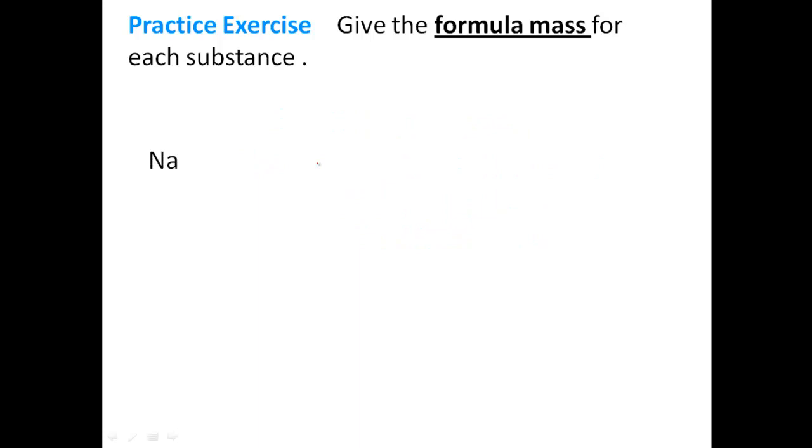This is very easy. We look on our periodic table. We can't do this unless we look on our periodic table. The formula mass of sodium is 22.99. So the formula mass of sodium is simply 22.99, and we always need to attach units to any number that we have. The units would be AMU, atomic mass units. Easy, right? All right, let's try a little more challenging one.